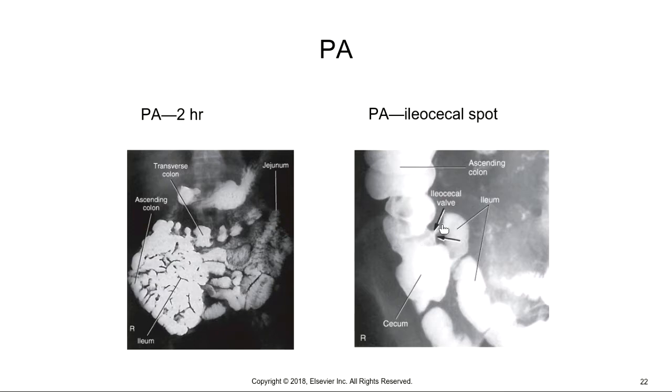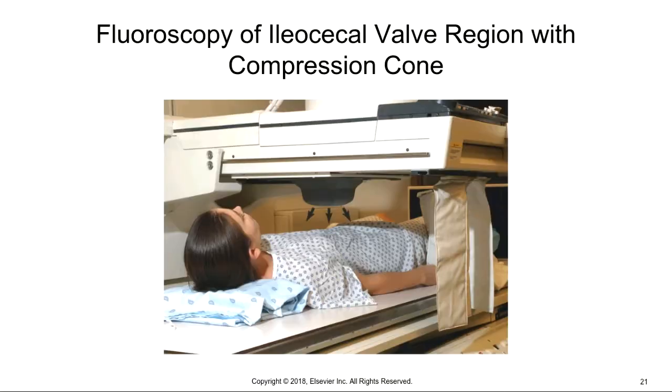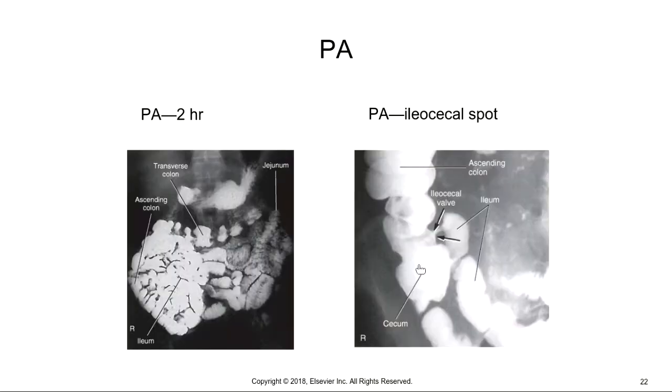So when they get an image of that, it's showing that the barium is coming from the ileum, the terminal ileum of the small intestine, into the cecum of the large intestine. And that's an excellent picture. That's ideally what you're trying to get, and that's why you would need this cone to push all the other intestine out of the way, so that ideally the radiologist or fluoroscopist, whoever takes that, is able to get that image unobstructed of the ileocecal valve.